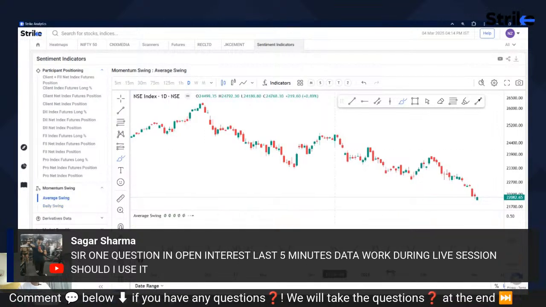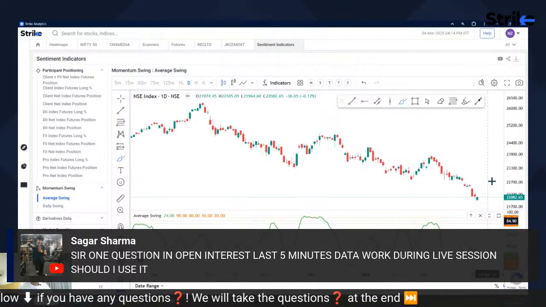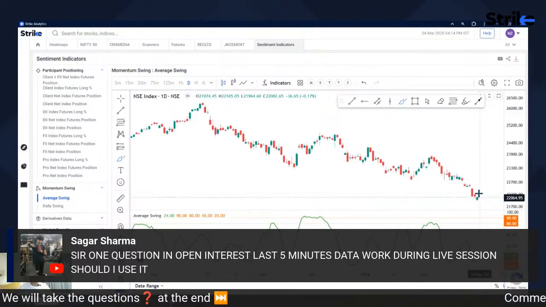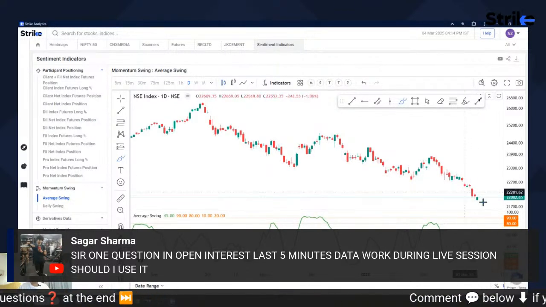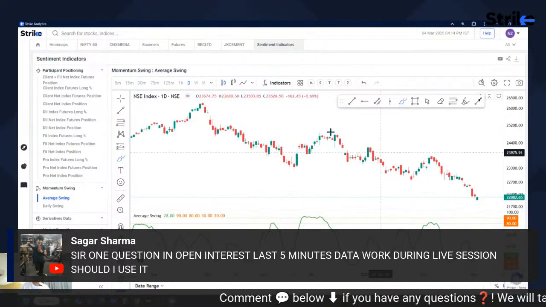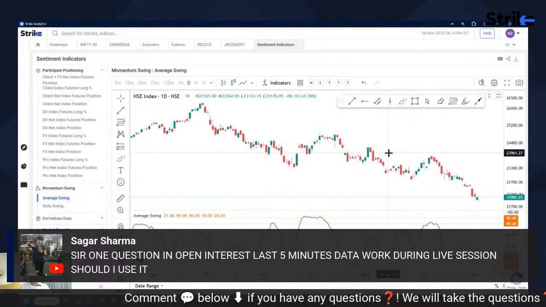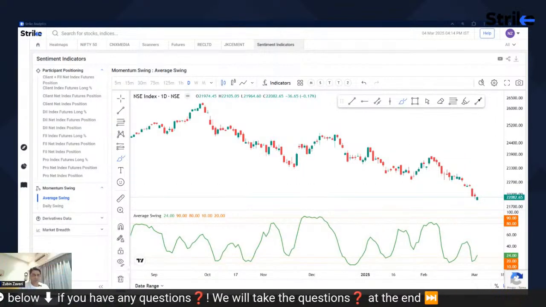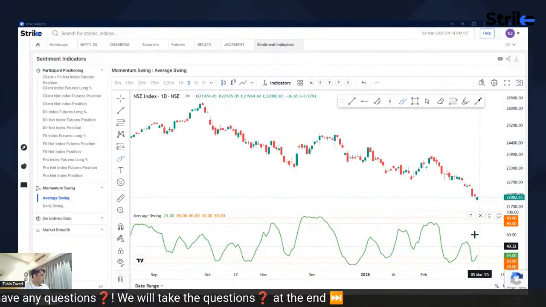Yeah, similarly, average swing is also slightly bouncing back, which indicates that there could be some bounce back, but that big bounce back is not happening much. All right, so that clearly shows that we are in a downtrend. So that's average swing over here.